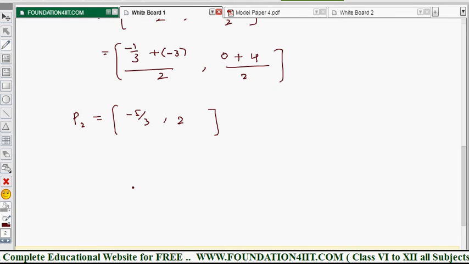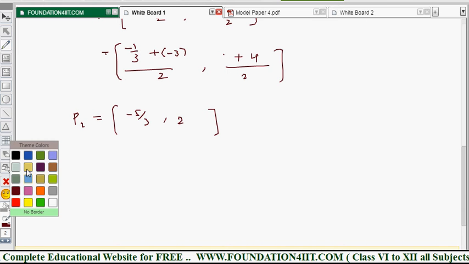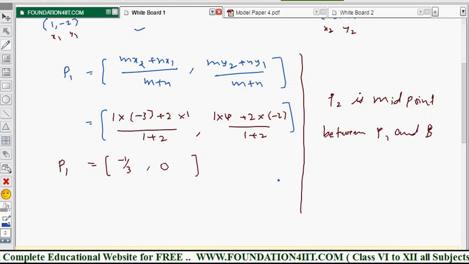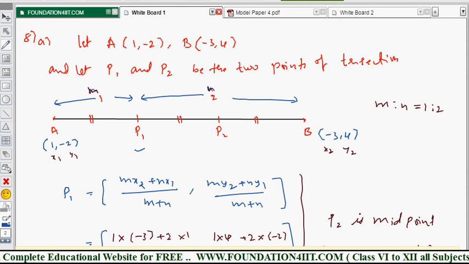So therefore the coordinates of the points of trisection are these. Then from these two we will write the answer. Therefore P1 is one of the points, (-1/3, 0), and P2 is the other point, (-5/3, 2). Okay, these are the points of trisection. We can do this problem in this way. Then let's see the next one.